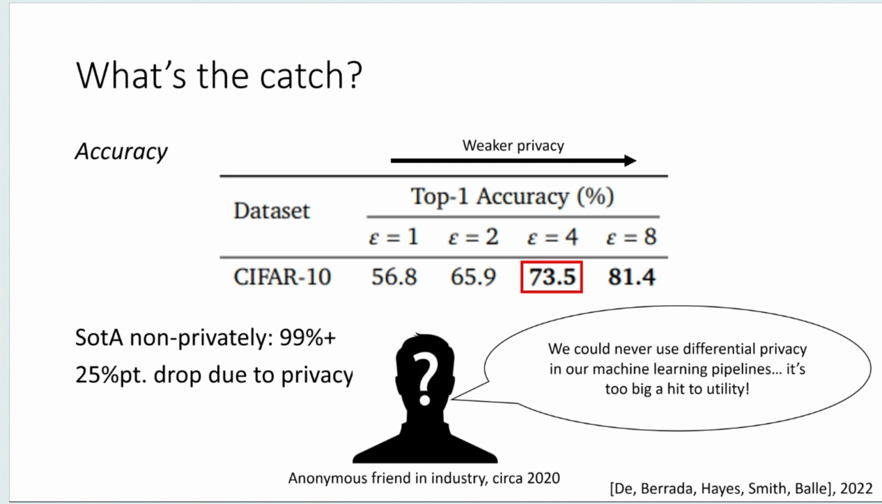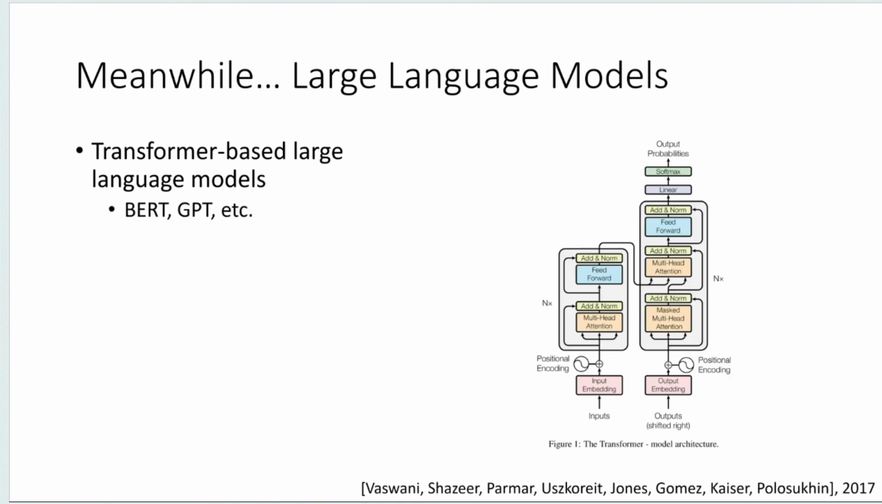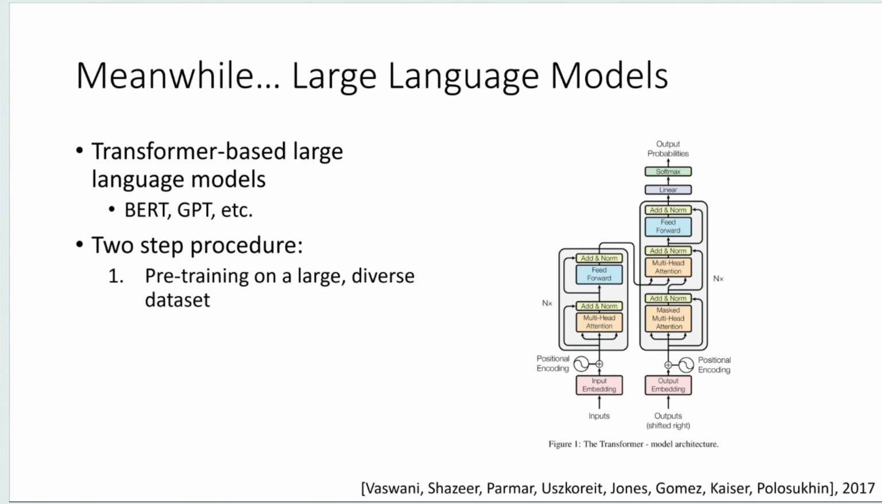So let's put a pin in that thought and tell you about something else that's been going on in the meantime, which one or two of you might have heard of: large language models. In particular, transformer-based large language models like BERT and GPT, which have really seen a rise since 2017 onwards and a lot of success in machine learning. Traditionally, these are used in a two-step procedure, where first of all, you do pre-training on a large, diverse dataset to give it a prior understanding of what the English language, or whatever language you're working on, looks like.